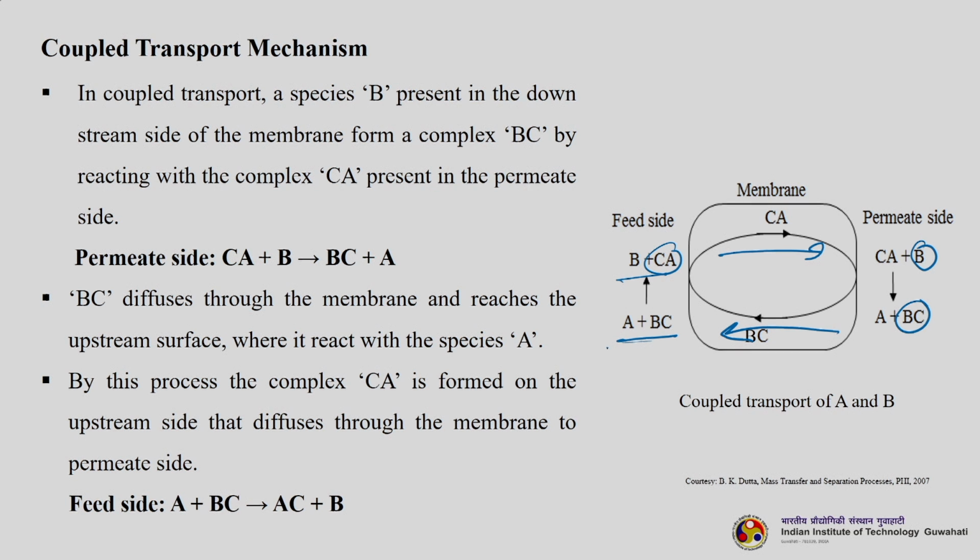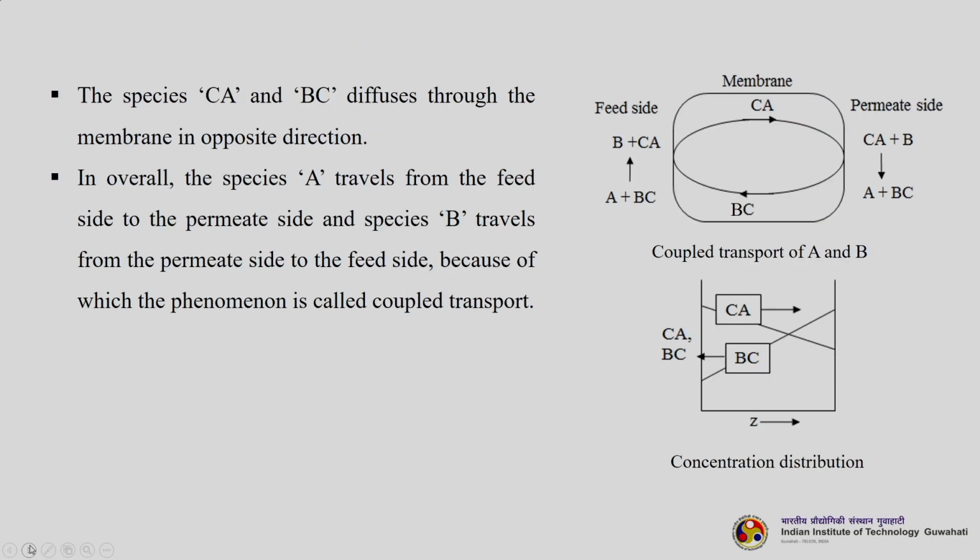So, what is happening here? The transport of A is happening here, and the transport of B is happening on this side. In this process, the complex CA is formed on the upstream side and diffuses through the membrane to the permeate side. So, A plus BC gives CA plus B. The species CA and BC diffuse through the membrane in opposite directions. Overall, species A travels from the feed side to the permeate side and species B travels from the permeate side to the feed side, because of which the phenomenon is called coupled transport. So, it is a coupling effect basically.